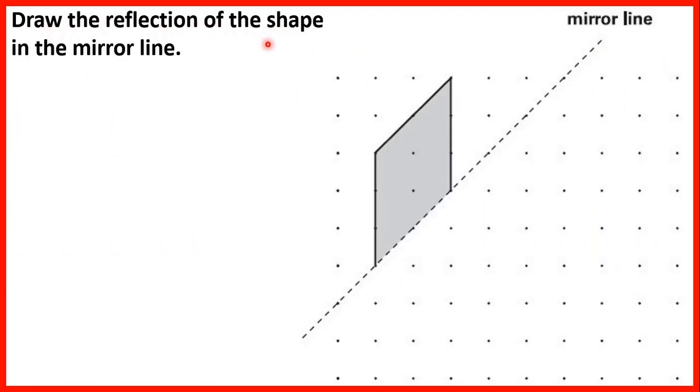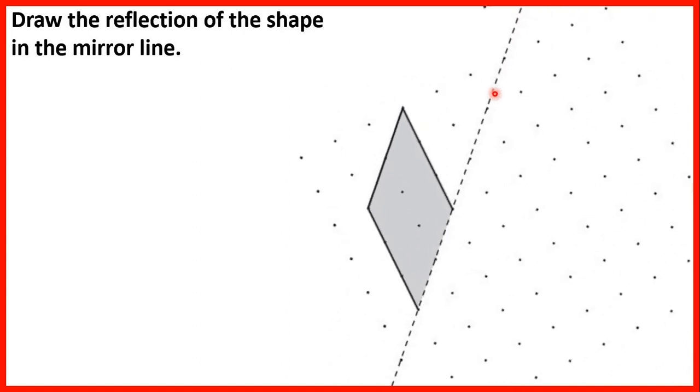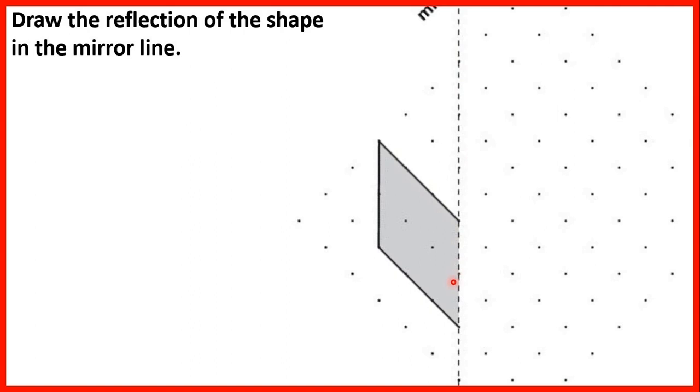Draw the reflection of the shape in the mirror line. So we need to draw the reflection so that we have the same on both sides. But we have a diagonal mirror line, and that makes it more confusing. So what we can do is just turn our sheet of paper to make the mirror line vertical or horizontal. So now we need to take each of our corners and count how many squares or how many dots from the mirror line. So for this corner here, from the mirror line, we go across one and then to the second dot. So going in the other direction, we can go across one and then to the second dot.